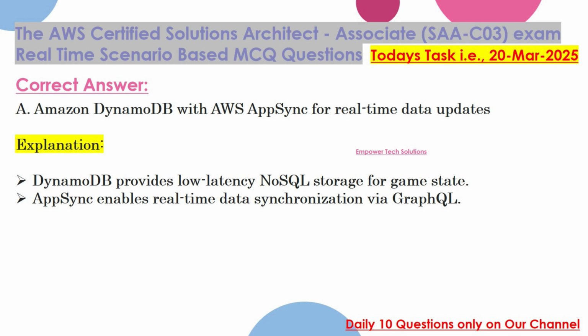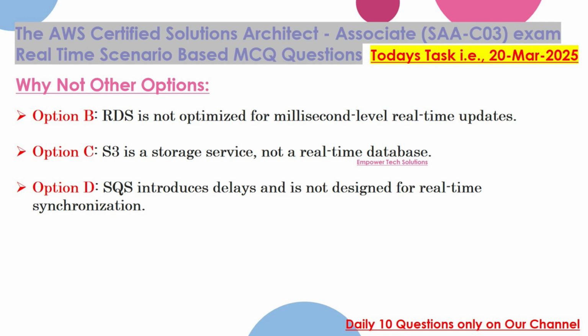Explanation: DynamoDB provides low-latency NoSQL storage for game state. AppSync enables real-time data synchronization via GraphQL. Why not other options? Option B. RDS is not optimized for millisecond-level real-time updates. Option C. S3 is a storage service, not a real-time database. Option D. SQS introduces delays and is not designed for real-time synchronization.